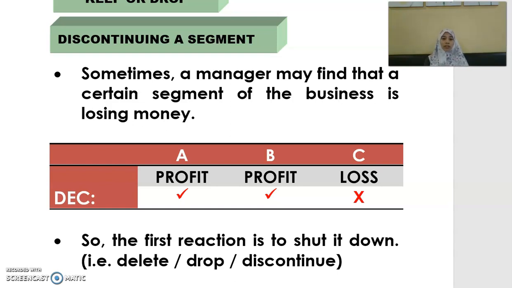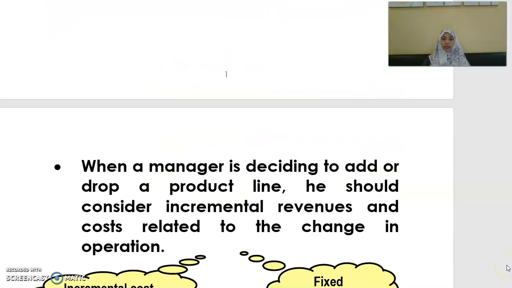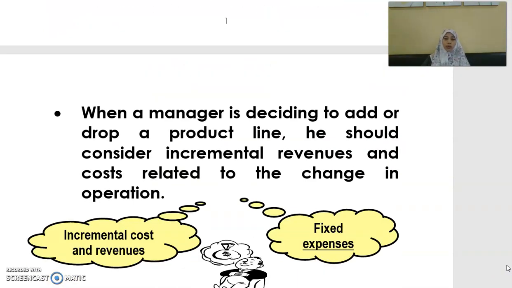So, what's your decision? The first reaction, you will say, oh, I want to continue with product A, I want to continue with product B, but I want to shut down C. So you want to delete, or drop, or discontinue product C or segment C. In that case, you want to make a decision.